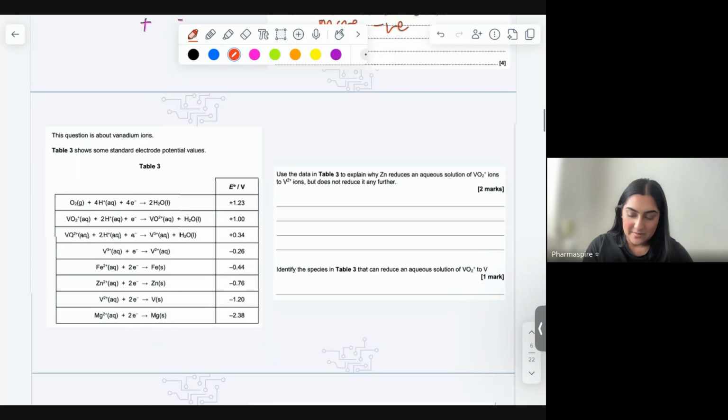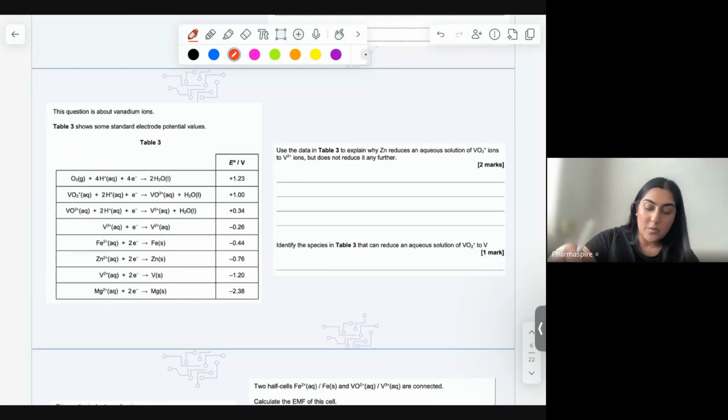Okay, right. So we've got another one. So this is AQA now. So use the data in table 3 to explain why Zn reduces an aqueous solution of VO2 plus ions to V2 plus ions, but does not reduce any further. Okay, right. So this is like the inequality stuff. So you don't have to write in inequalities. You can verbally say, well, one is more positive and one is more negative.